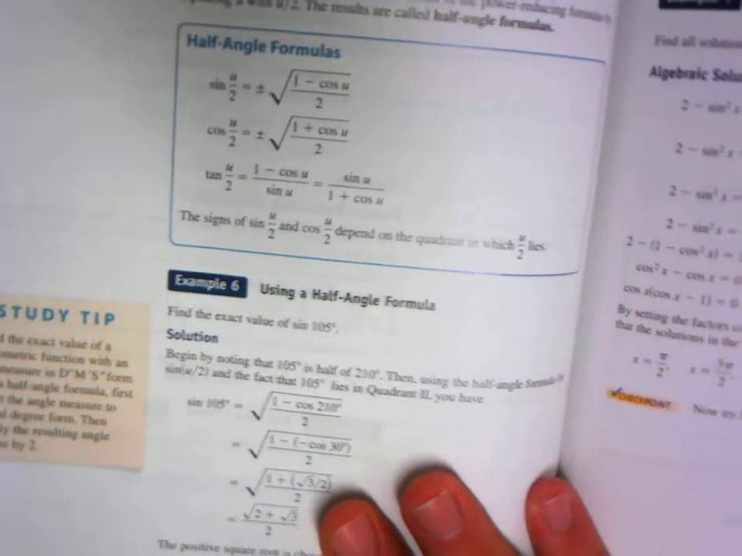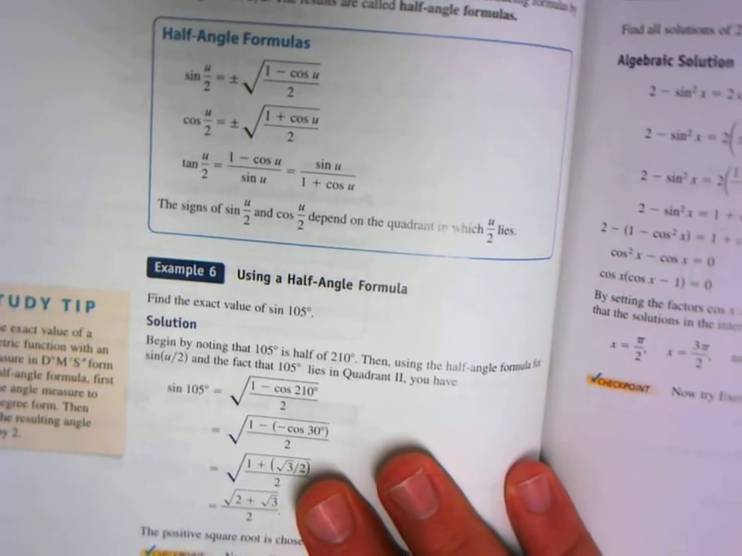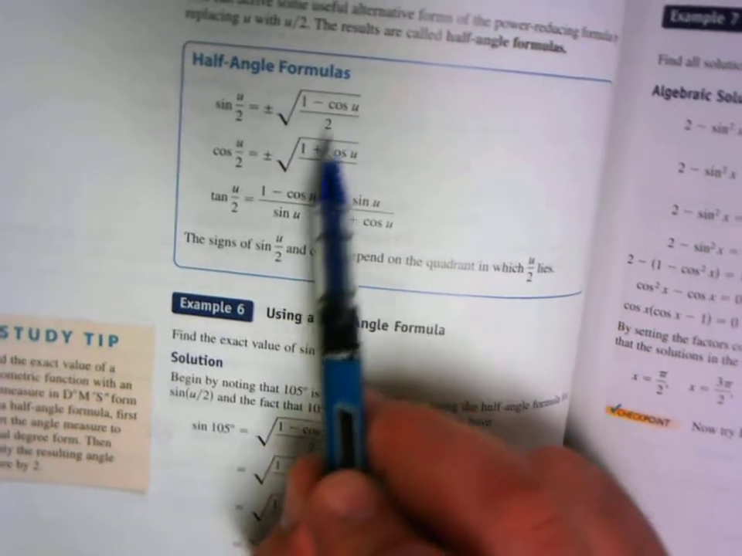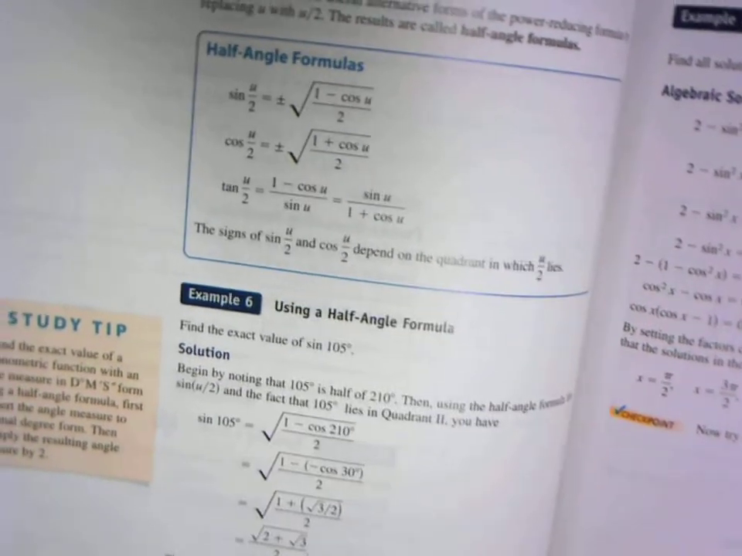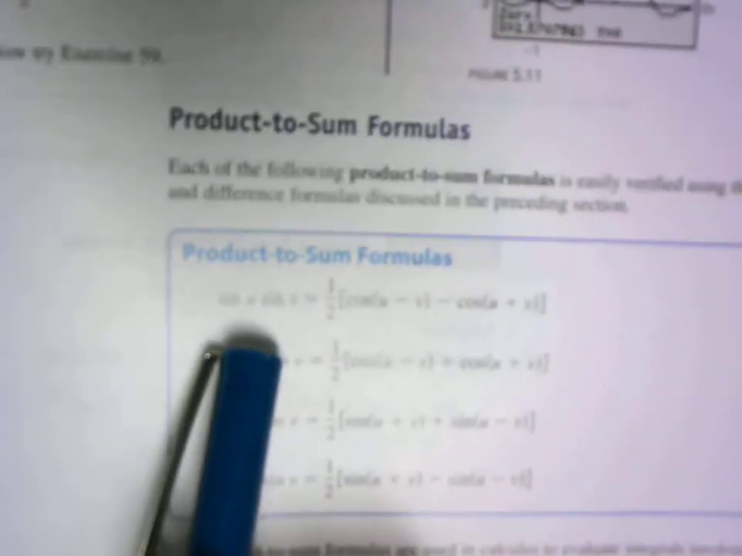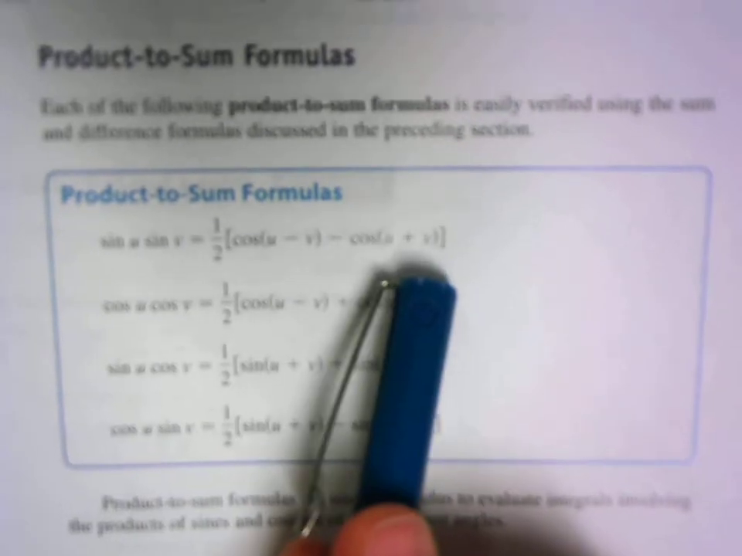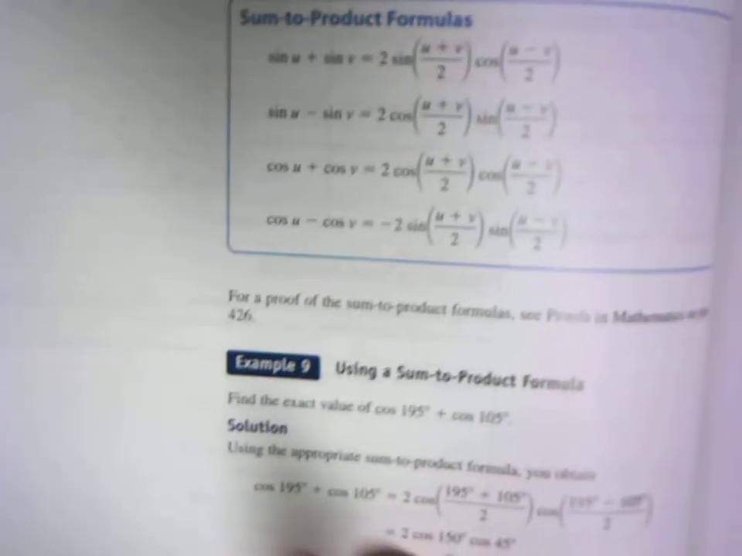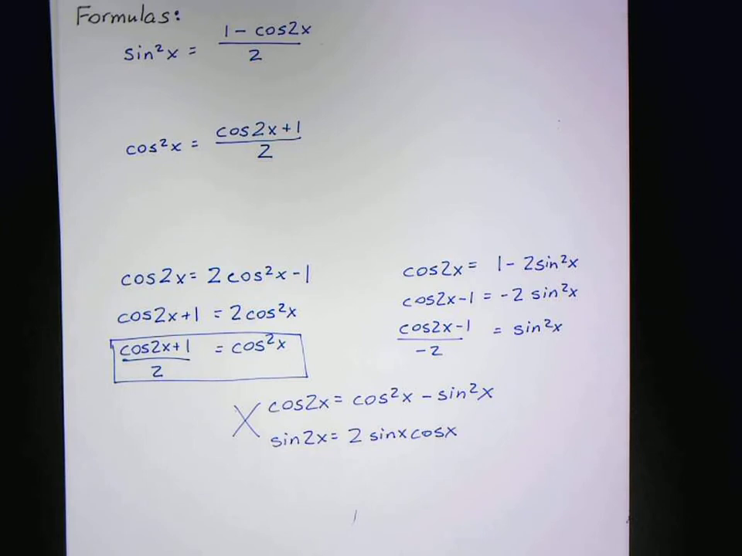There are also half angle formulas. There's your half angle formula. So if you have a half angle inside there, you can change it like this. You have product to sum, so if you have multiplication, you can change it to addition or subtraction. And you have sum to product formulas. I think that's it. But we're not going to use those. We have plenty with what we have.